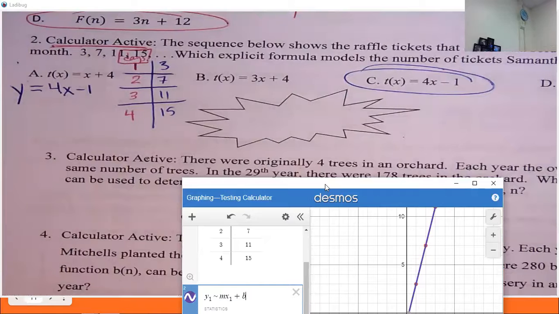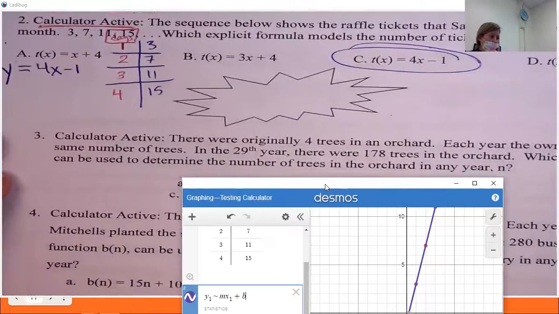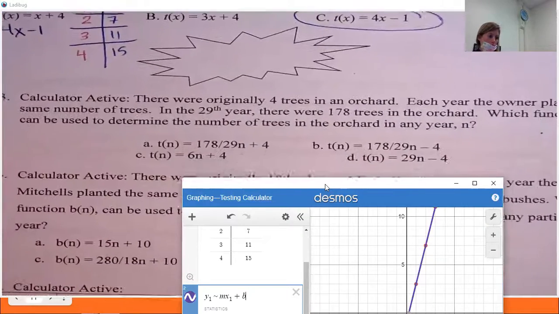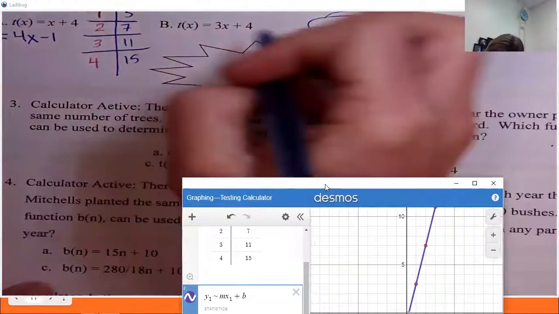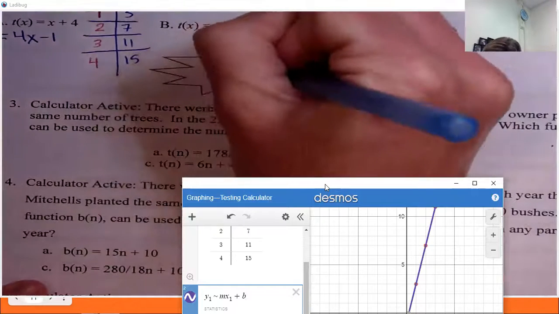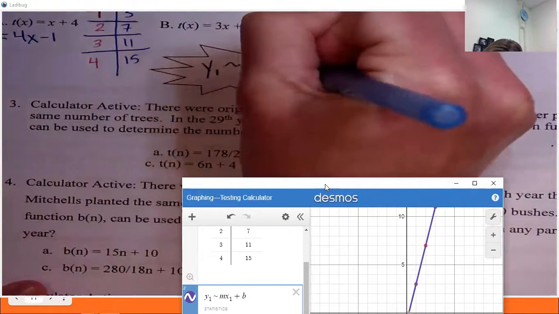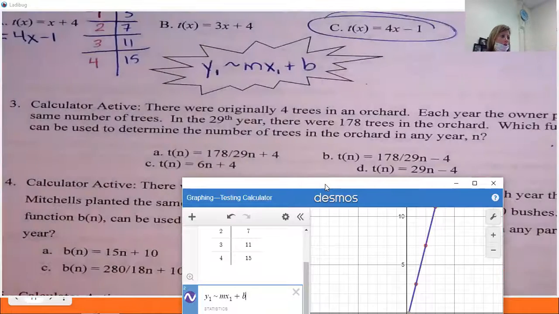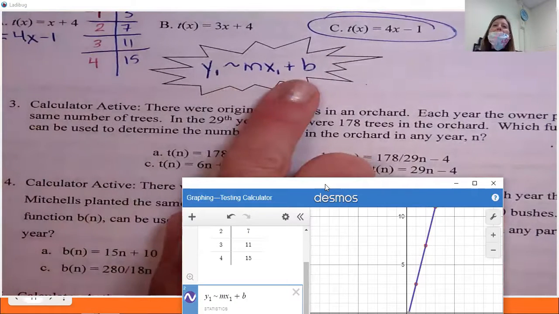All right. Number 3. Oh, I know what I wanted you to do. I want you to write that right here. Y1 tilde mx1 plus b. Now I remember why I had put that there. All right. That's the formula for what?